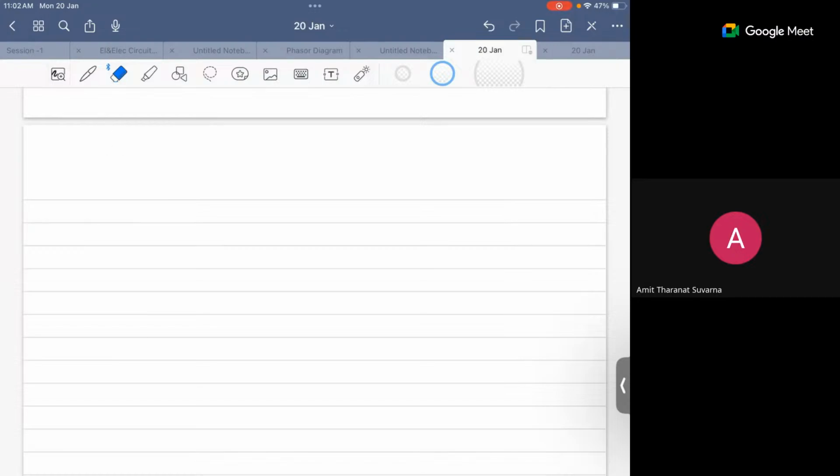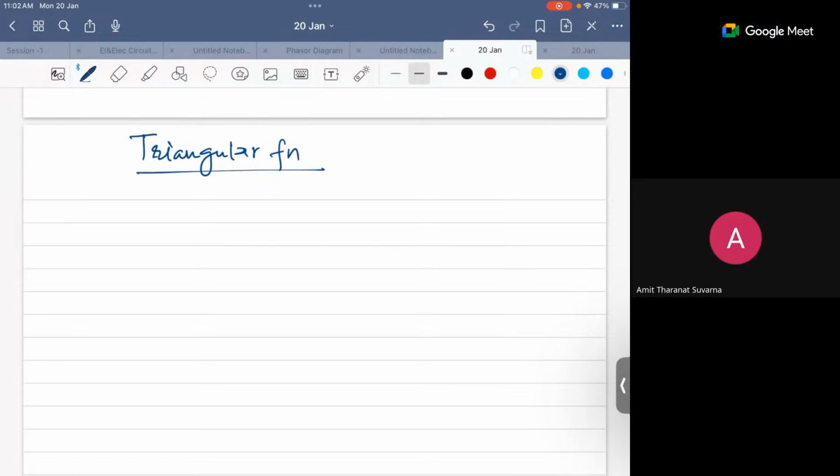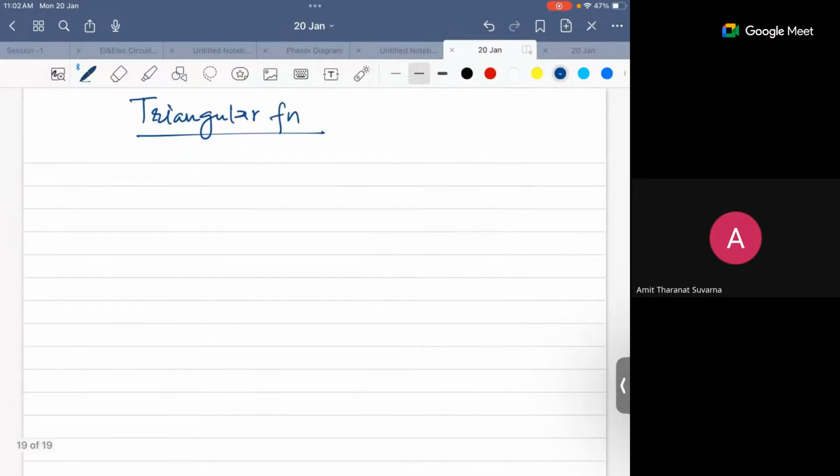So triangular function we don't use much, but when you go through the Fourier series and all that, you'll be dealing more with the triangular function. The triangular function is represented by A, same thing, t by tau. The only difference here is that tau is not the width. In the rect function, tau was the width, right? Here 2 tau is the width. Okay, that's the only thing.